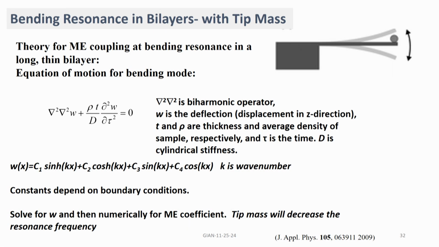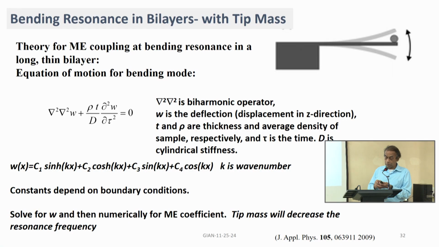Now let's see. You can also do bending resonance by loading the tip with a mass. If you load the tip with a mass, the frequency of the oscillation will go down. It's like a simple spring and a mass. You can imagine what will happen if you keep increasing the mass. So with the mass at the tip, there is overall decrease in the bending resonance.